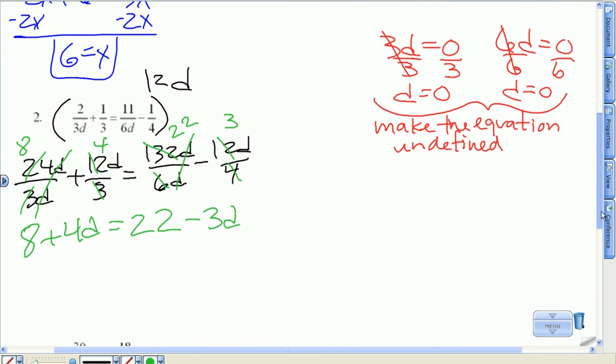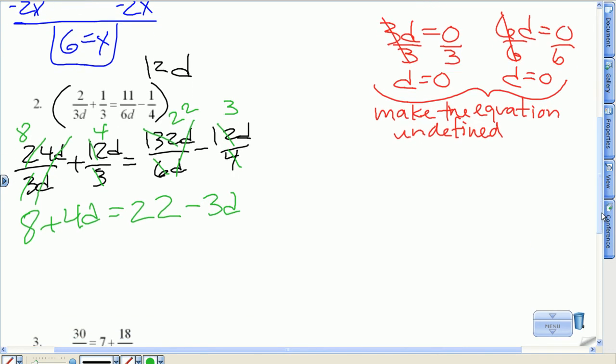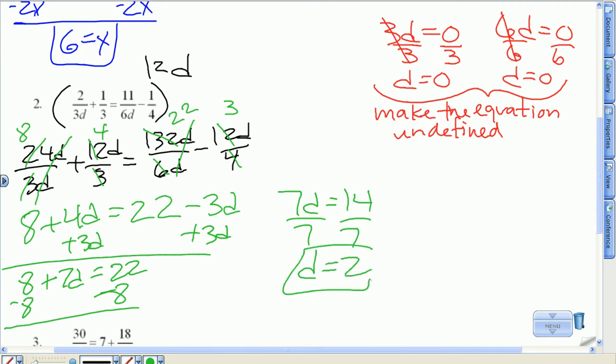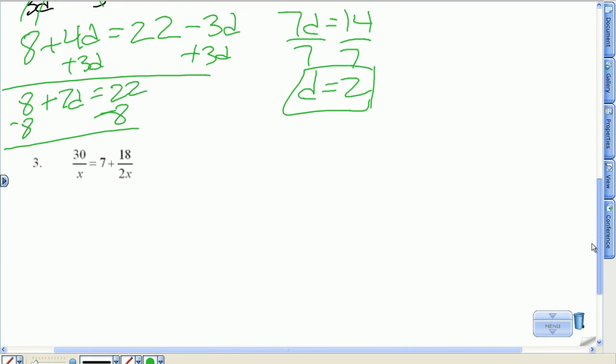Great. So now the rule is move the smallest variable term. So I'm going to add 3D to both sides. So I get 8 plus 7D is equal to 22. Subtract 8. I get 7D is equal to 14. And D is equal to 2. Now, if d was equal to 0, I would have to reject the solution because it would make the equation undefined. However, d is equal to 2 and everything works out great. It is glorious.